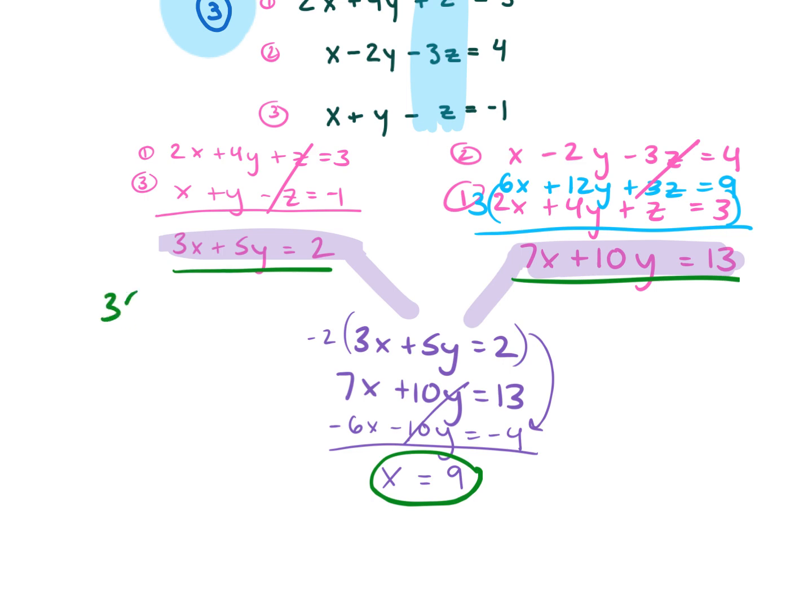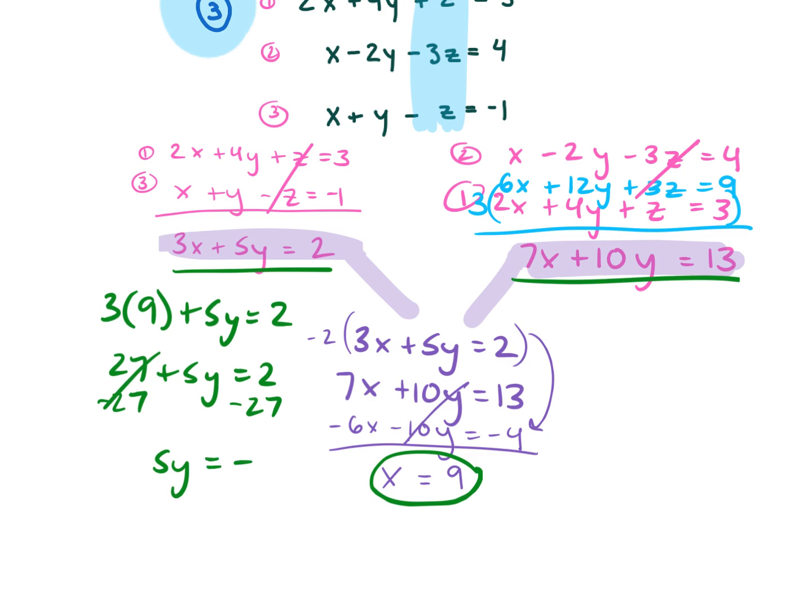So let's do 3 times 9 plus 5y is equal to 2. So 27 plus 5y is equal to 2. Subtract 27. 5y is equal to negative 25, and divide by 5, so y is -5. Be super careful with your signs.